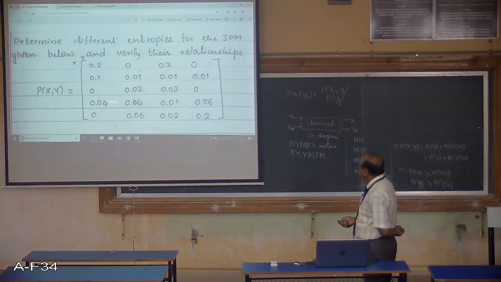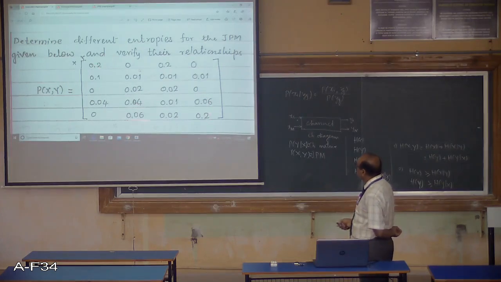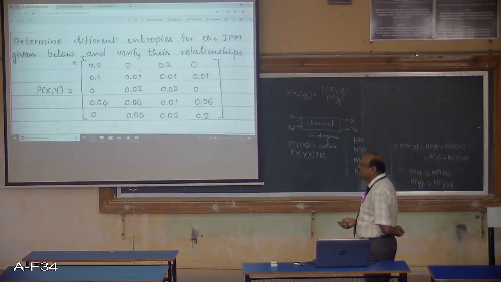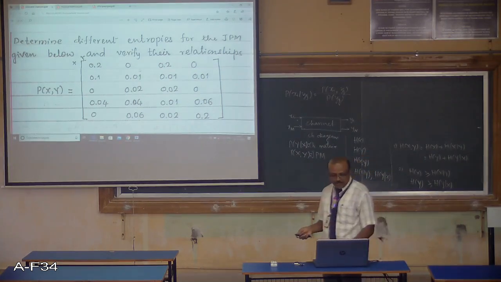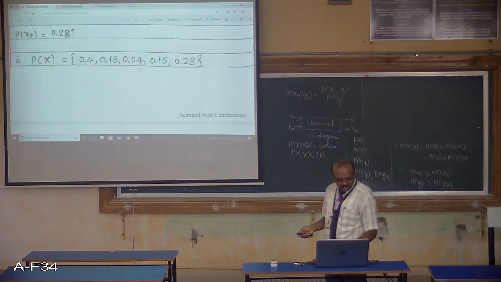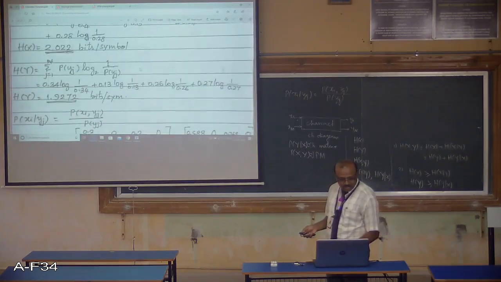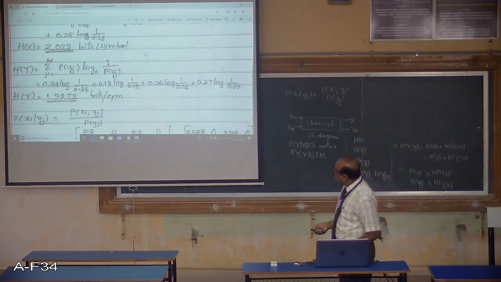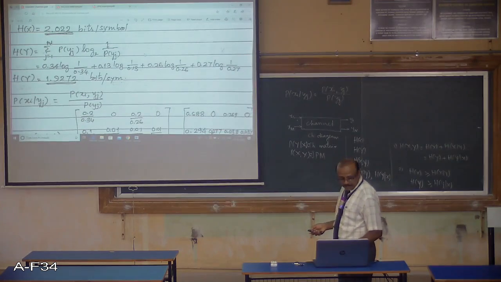Likewise, we should take up every element. We should see that for all 5 into 4, the 20 elements, we use the probability values and find the entropy called H of XY. That part of the calculation is not in this answer. We should calculate it separately.